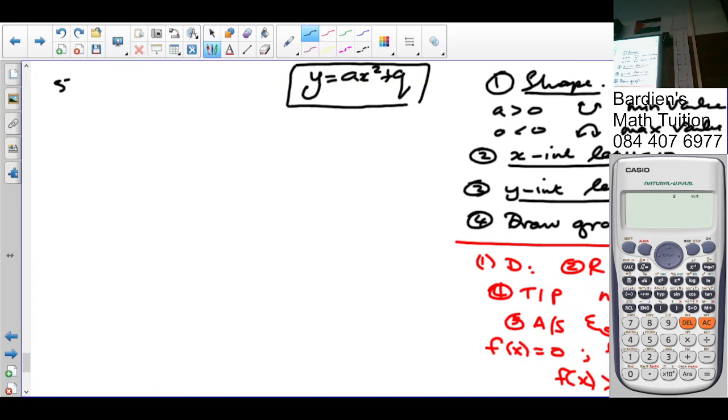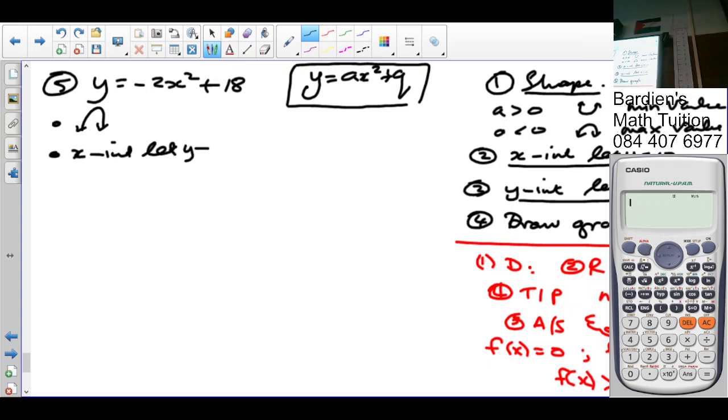What's the equation? Y is equal to negative 2x squared plus 18. Right, so first the shape the graph is from. Not so. Then x-intercept. What do you do for x-intercept? Let y equal to 0.